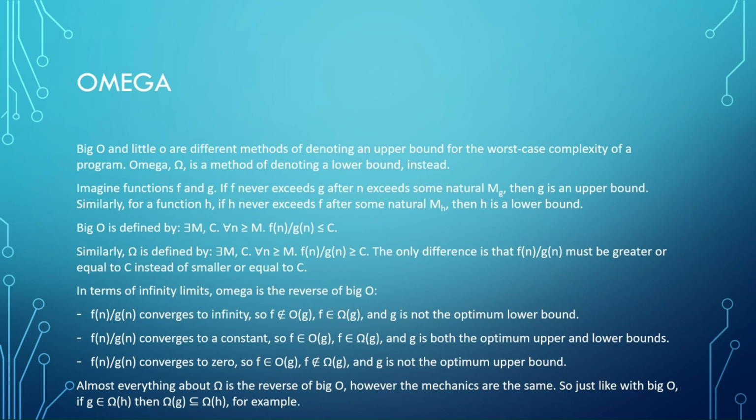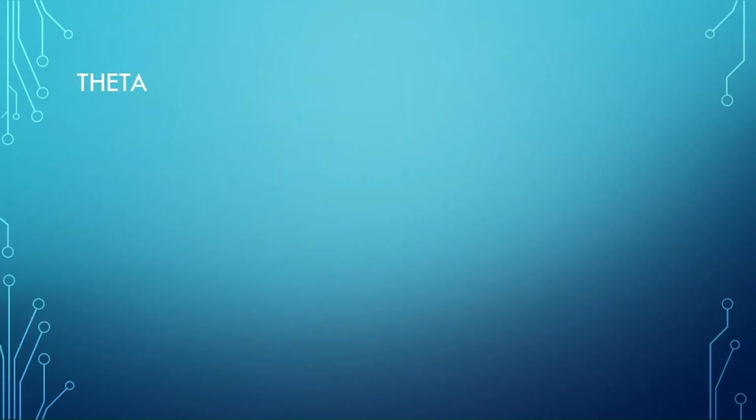Visualizing it logically is usually the way to do it. But one of the most important points is that scenarios for order g is mirrored for omega g in three convergence scenarios. So we've done big O, little o, and omega.